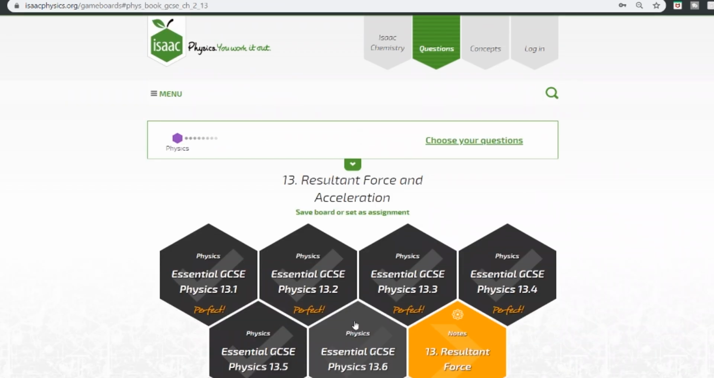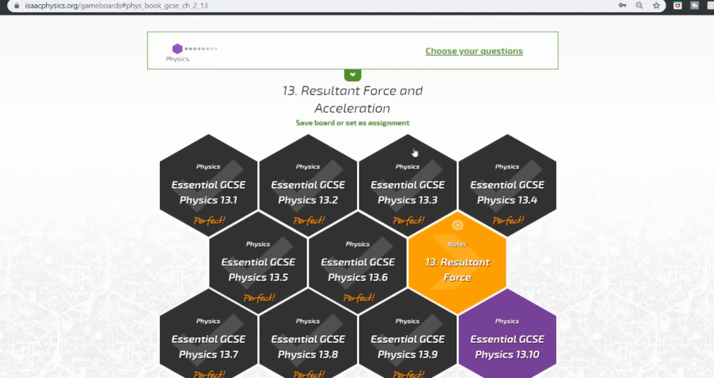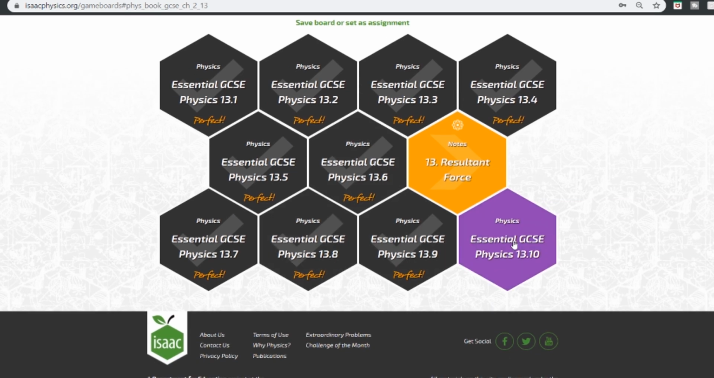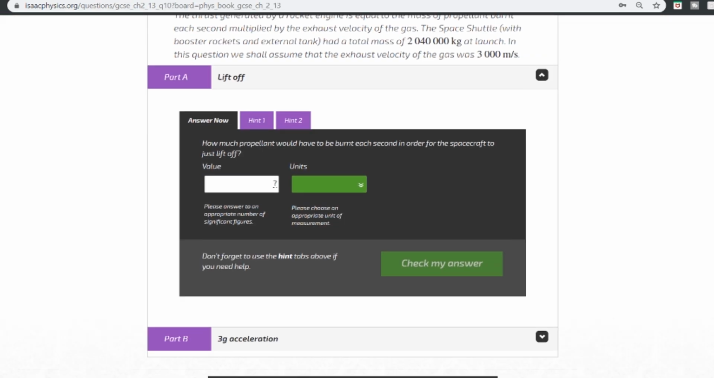Now the thing is, it's actually really nice that when you get all of these correct, that means you've basically mastered this skill. And that means you've got a great deal of knowledge, which means you can approach any problem like this in the future. Because if you've done this many questions, you know that F equals ma, and you can work out the resultant force and calculate the acceleration. So let's have a look at 13.10.